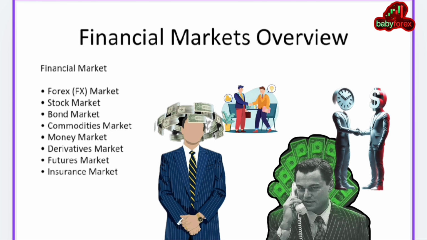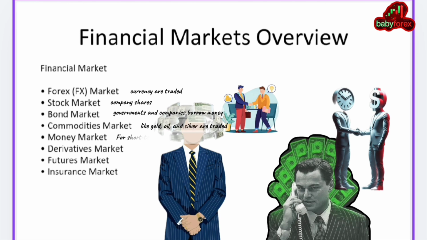Types of financial markets. The financial market is made up of different sections, each with a specific purpose. Here are the main ones. Foreign exchange market, where currencies are traded. Stock market, where company shares are bought and sold. Bond market, where governments and companies borrow money. Commodities market, where things like gold, oil, and silver are traded.